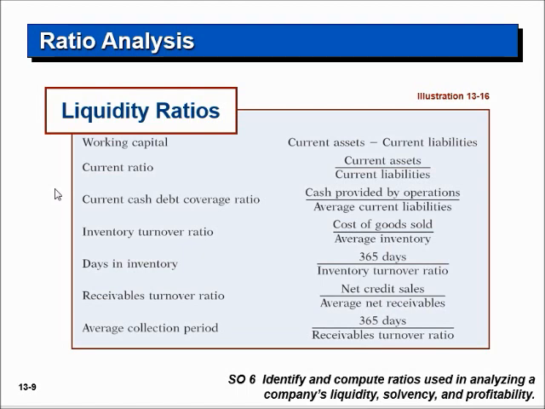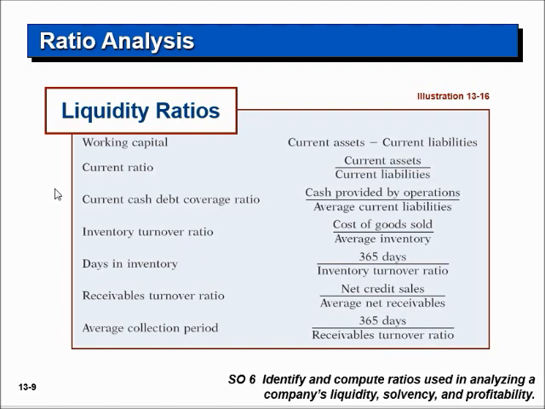The next one is something called the current cash debt coverage ratio. It's our cash flow provided by operations. So this gets a little bit more to the heart of it, divided by our average current liabilities. And we'll talk about what that does when we get to the description of it in just a minute. And then we have the inventory turnover ratio, which we talked about. How quickly do we turn over that inventory? Are the goods coming in and going out in a relatively quick manner? Then we have days in inventory. It tells us on average how many days our inventory stays on the shelf.